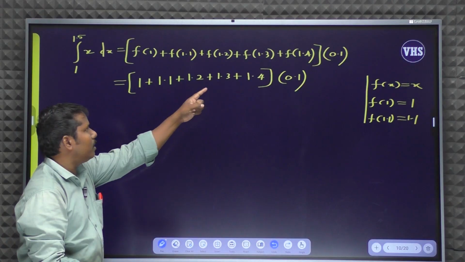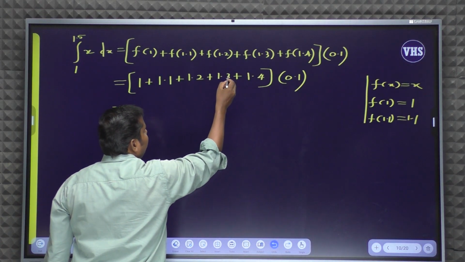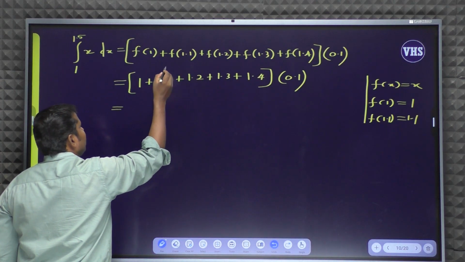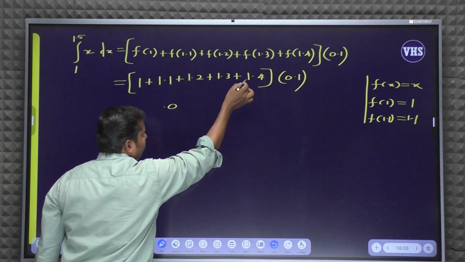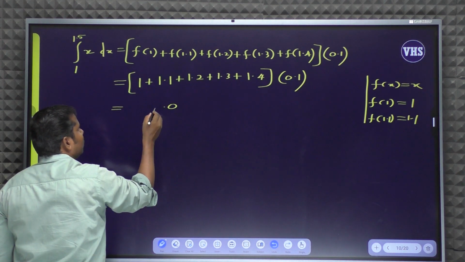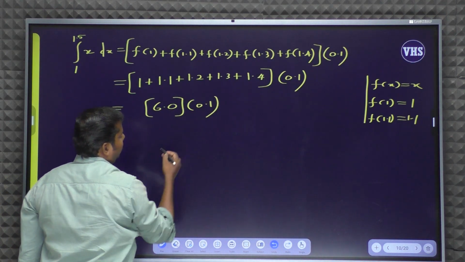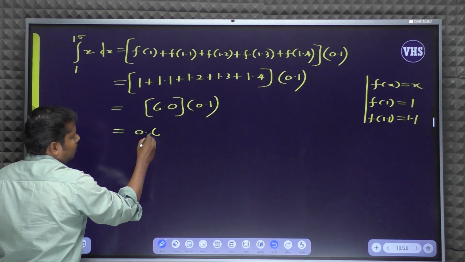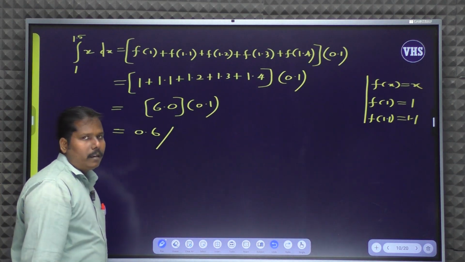Now let us add these quantities. First let us add the decimal parts. 4 plus 3, 7, 7 plus 2, 9, 9 plus 1, 10, 10, 0, balance 1, 1 plus 1, 2, 2 plus 1, 3, 3 plus 1, 4, 4 plus 1, 5, 5 plus 1, 6, 6.0, that is 6. So 6 into 0.1. What is 6 into 0.1? 0.6. So eventually you are getting 0.6 when we use the left hand rule for the given function. And this concludes the problem. Let's have a recap.